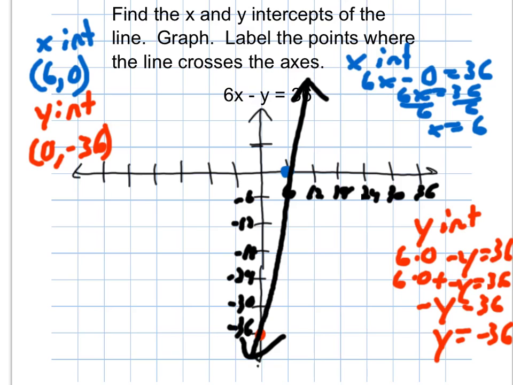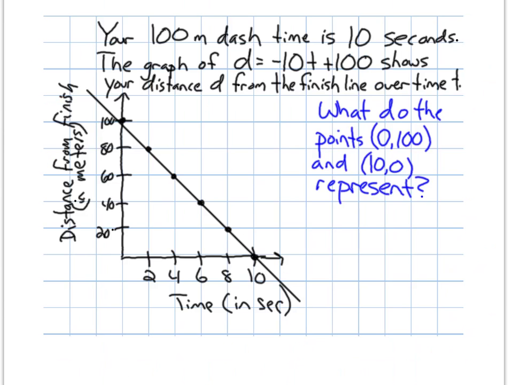Okay, using our two intercepts, now we need to label the points where the line crosses the axes. Well, that just means I want to label this point as 6, 0 on my graph, and label this point as 0, negative 36 on my graph. Okay? Alright, and let's go on to our last example.